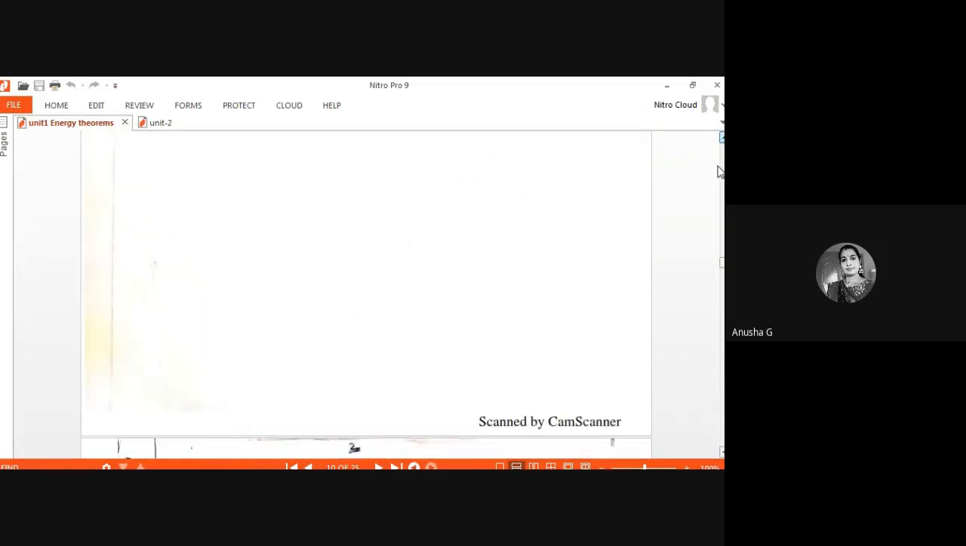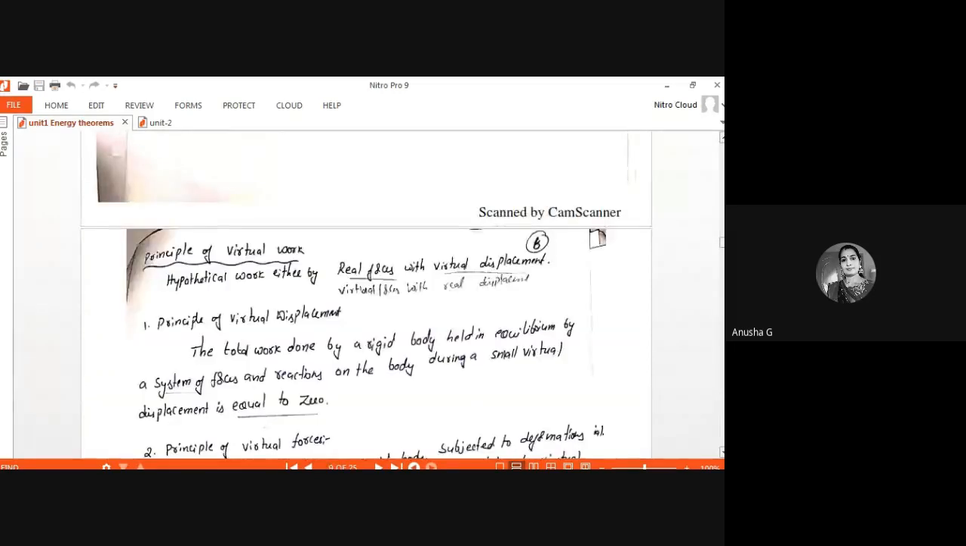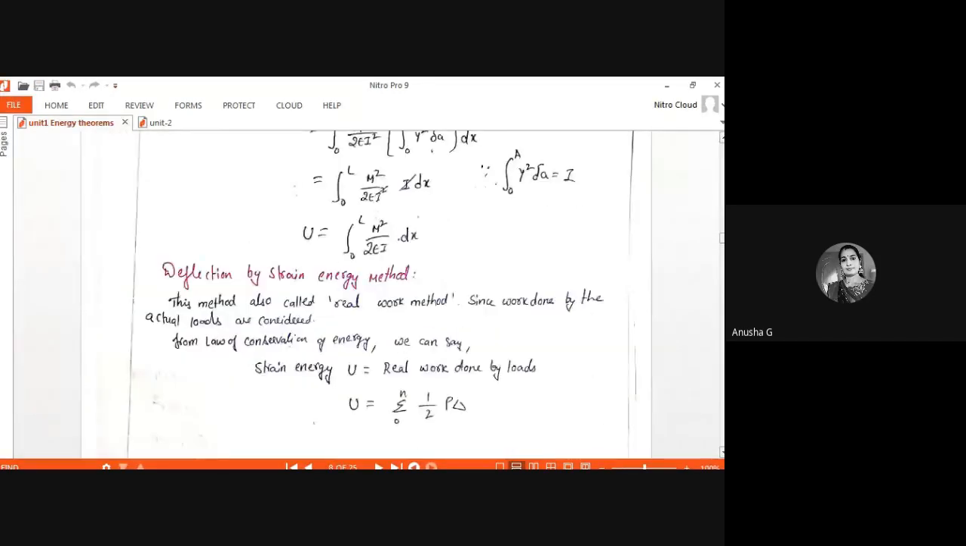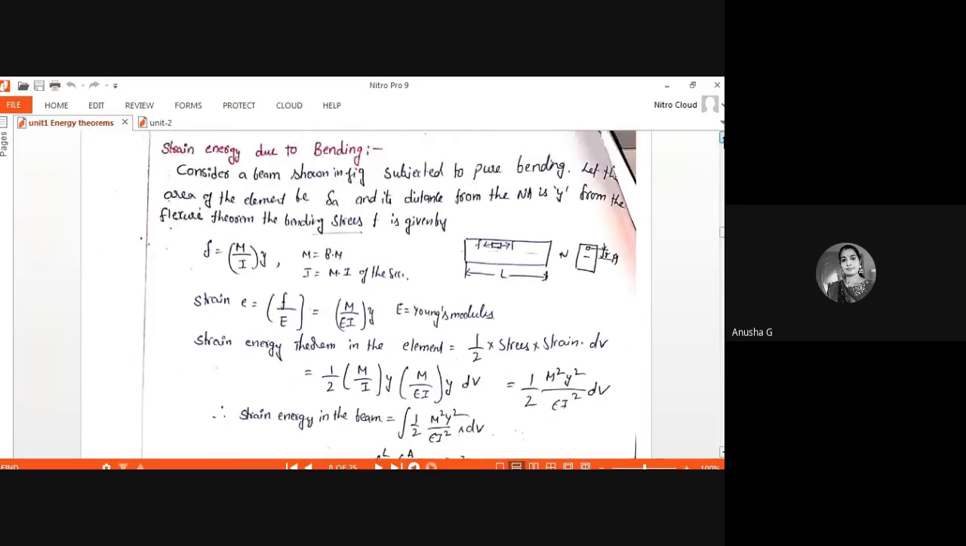I will explain clearly the derivations of strain energy due to bending, and then Castigliano's theorem also. We'll see all these derivations in the next class. Okay? If you have any doubts, ask me.